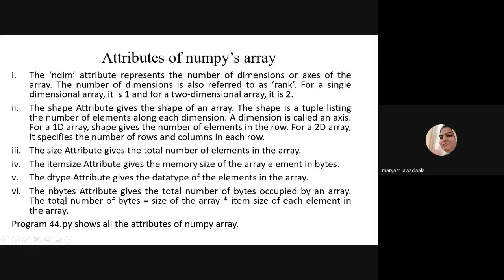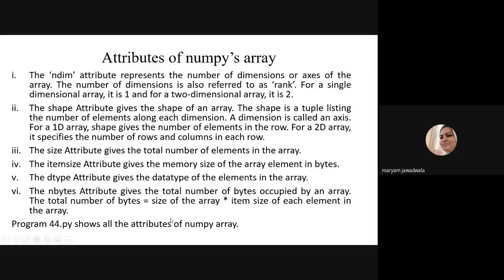Next important, the sixth attribute, is nbytes. nbytes gives the total number of bytes occupied by an array, right? So the total number of bytes is the size of the array times the item size. nbytes is nothing but the size of the array, meaning the number of elements, times the item size, how many bytes are required to store each element of the array.